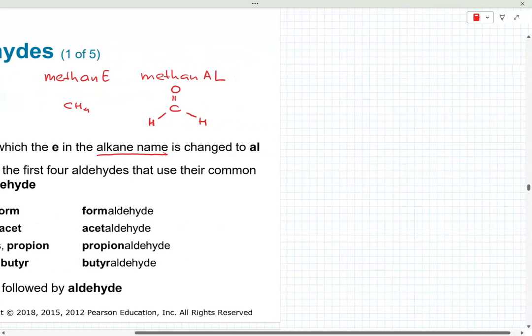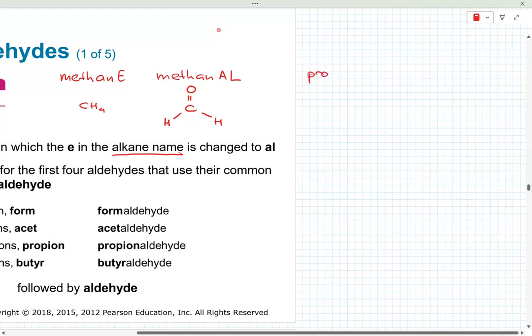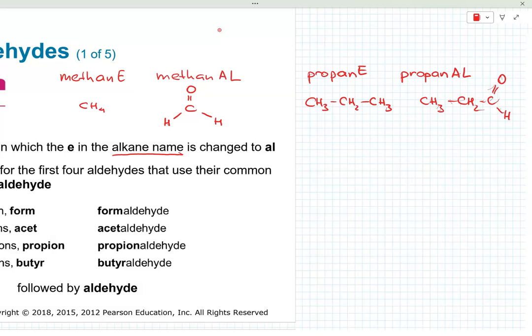Does that make sense? A couple more examples. I'm going to just do propane. Okay? We change the last E to AL. Propanal. The formula, how many carbons are in propane? 3. So you change it to this. Does that make sense? This is the proper naming of aldehydes.